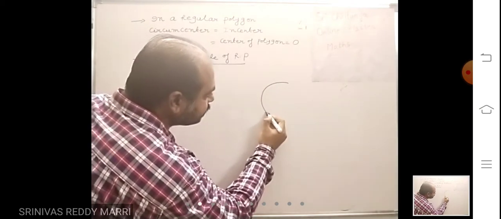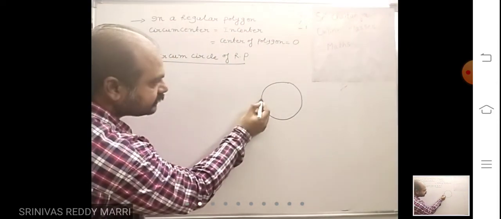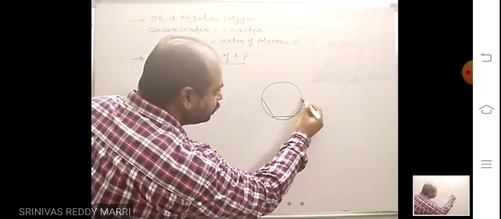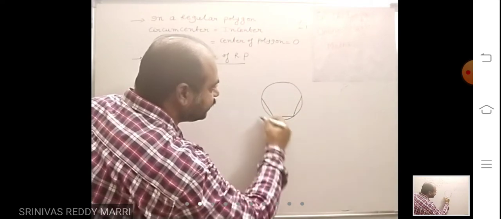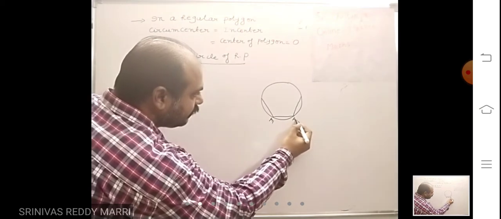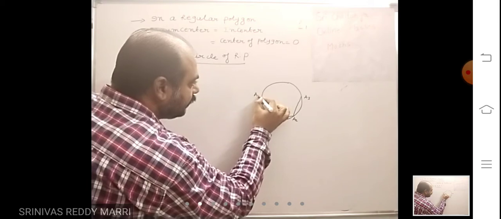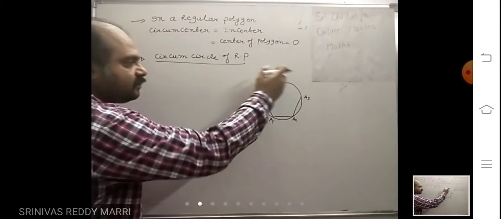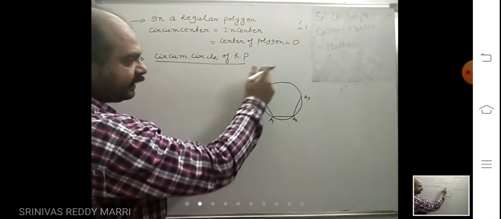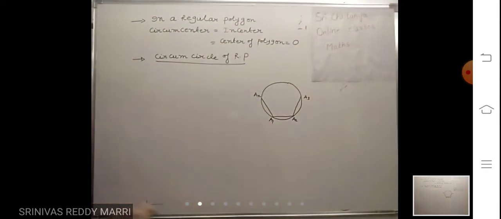The circle passing through all the vertices of a regular polygon. Circumcircle means a circle which passes through all the vertices. Like this, a regular polygon of n sides will be there, with vertices A1, A2, A3 and so on. N vertices will be there. This is called the circumcircle of the regular polygon, a circle which passes through all the vertices of the regular polygon.